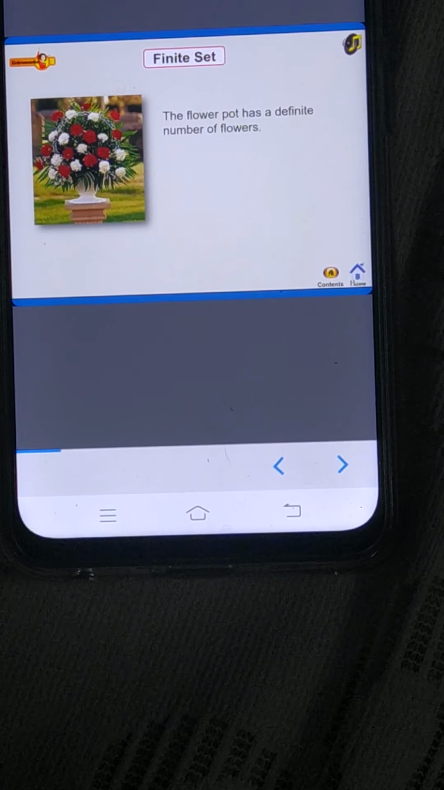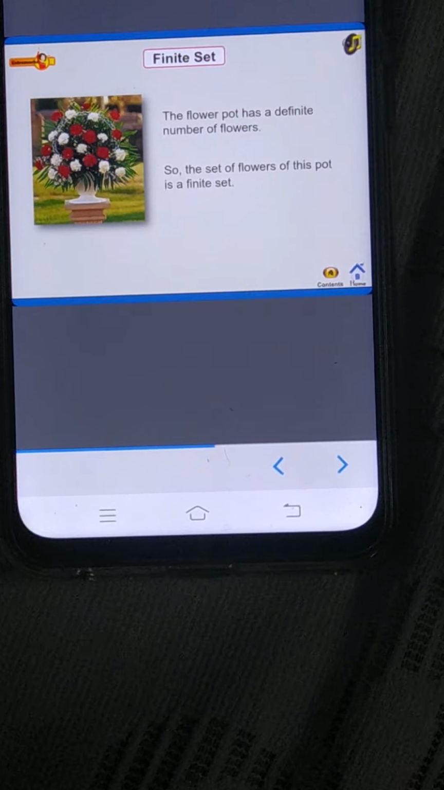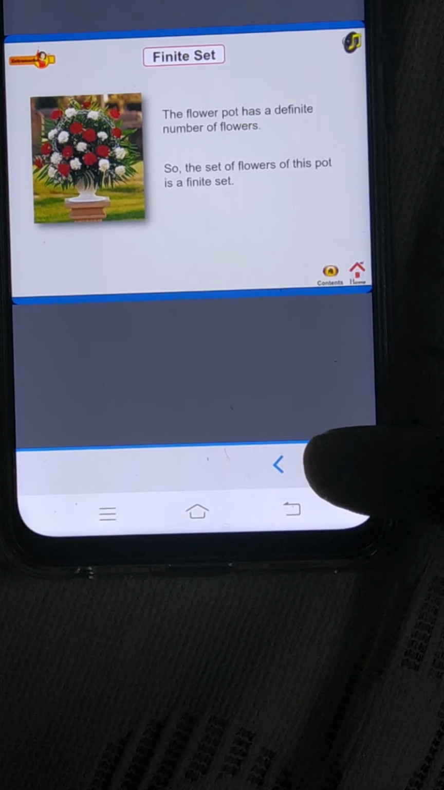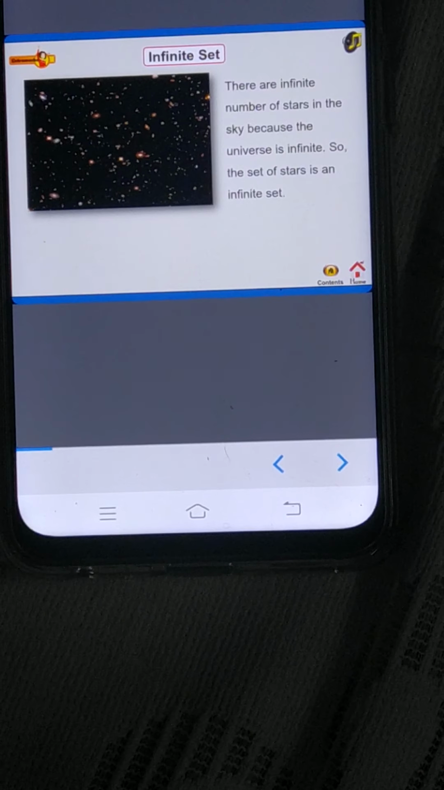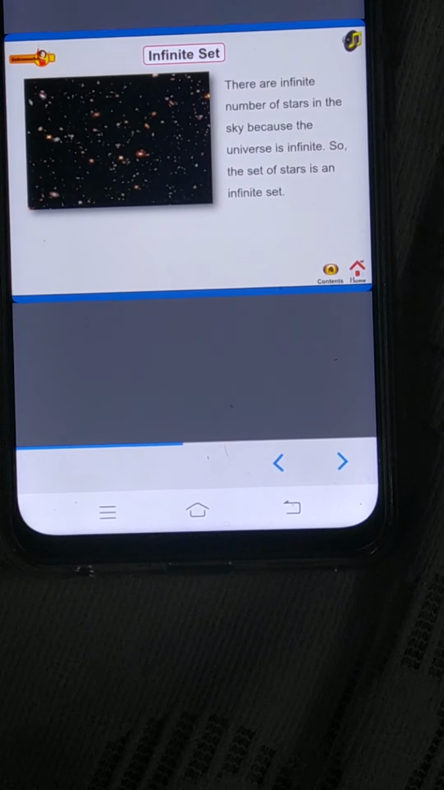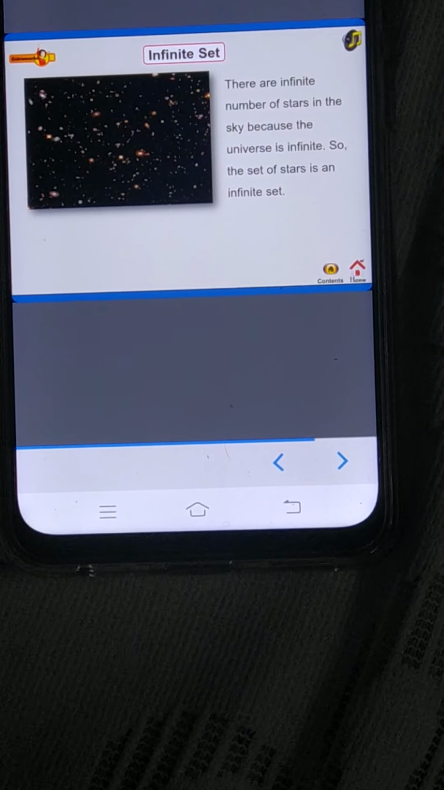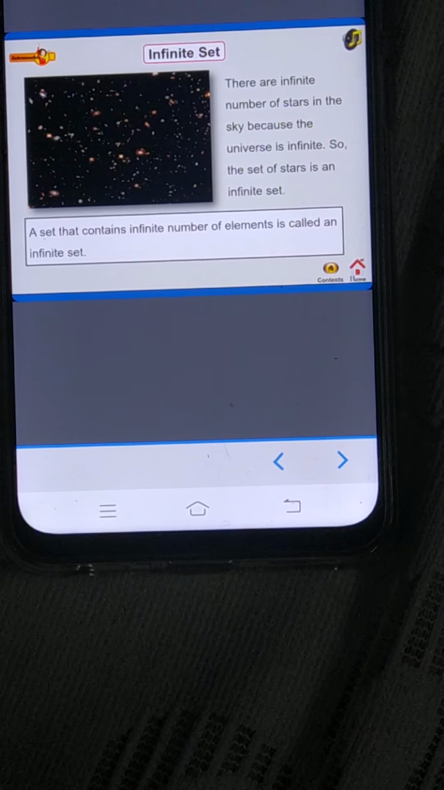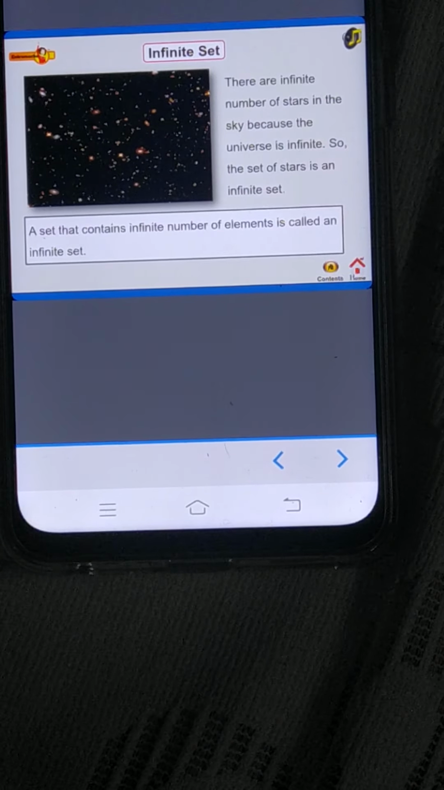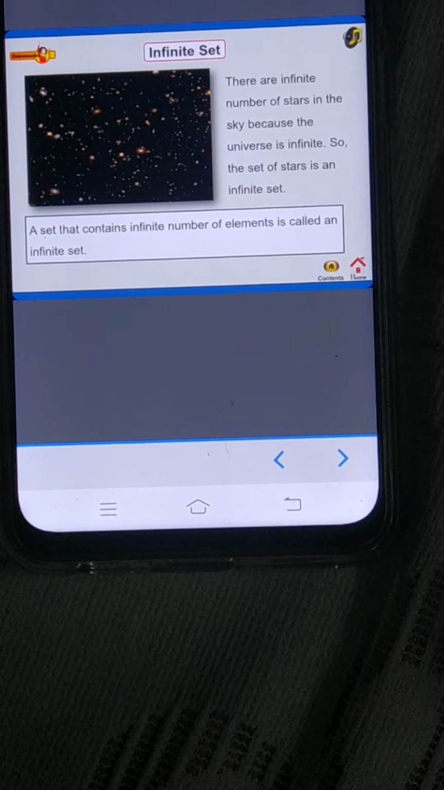The flower pot has a definite number of flowers. So, the set of flowers of this pot is a finite set. There are an infinite number of stars in the sky because the universe is infinite. So, the set of stars is an infinite set. A set that contains an infinite number of elements is called an infinite set.